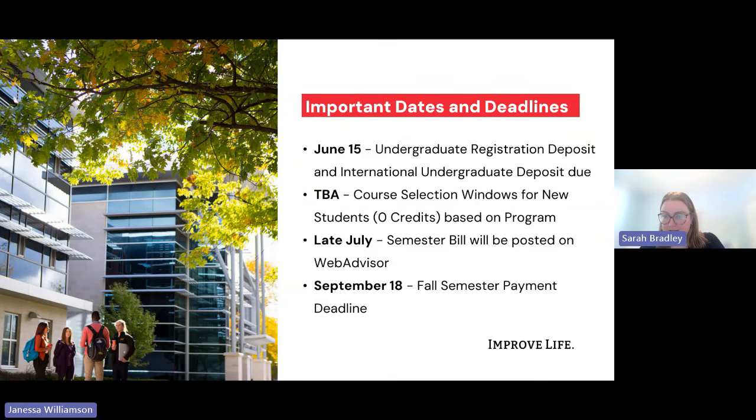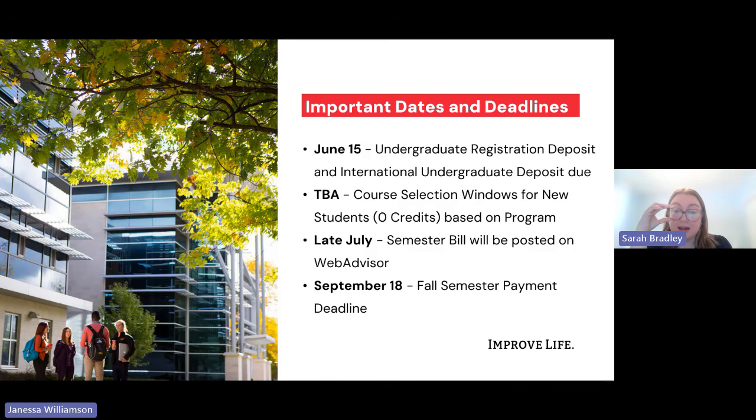Perfect. Important dates and deadlines. June 15th was when the undergraduate registration deposit was due. I want to remind you that sometimes, come course selection date, students are going to register for their classes on July 9th and aren't able to because they have not yet paid that deposit. So if you didn't meet that deadline, get in there ASAP and get that deposit paid. You won't be able to register for classes until that has happened.